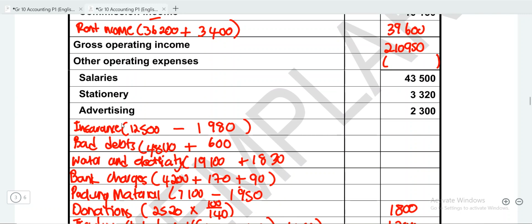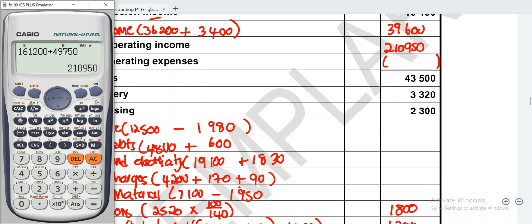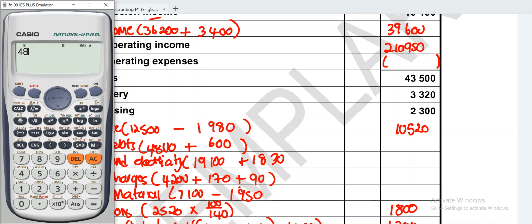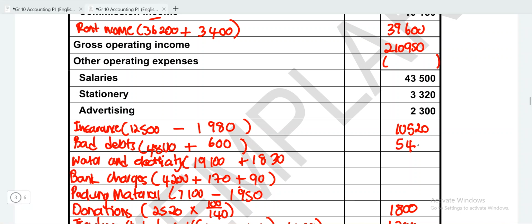Now when we look at our expenses, we need to close them off. We have our insurance 12,500 minus 1,908. Okay, and the answer that we get is 10,520. So we have that 10,520 here, and then on our bad debts we're going to say 4,800 plus 600, it is giving us 5,400. So our amount here will be 5.4.